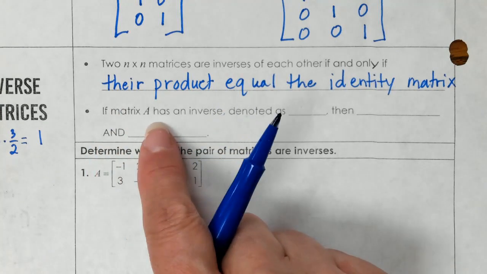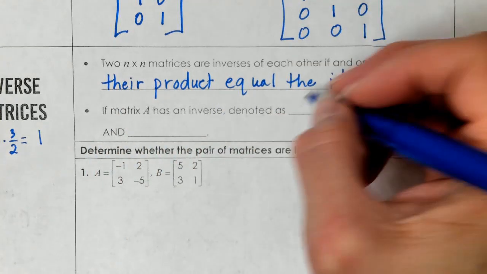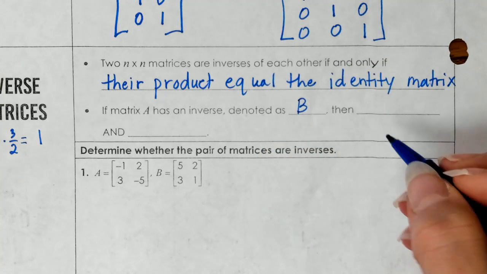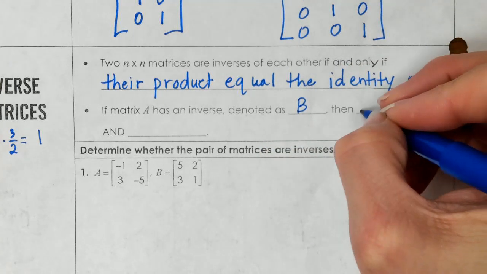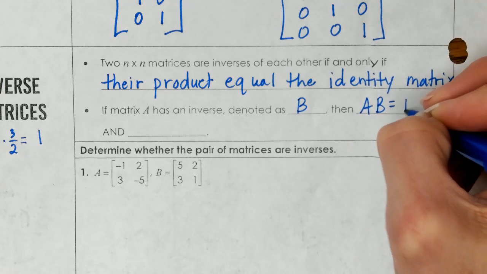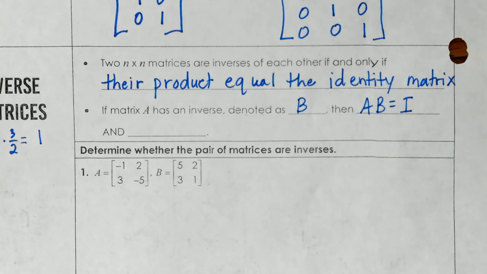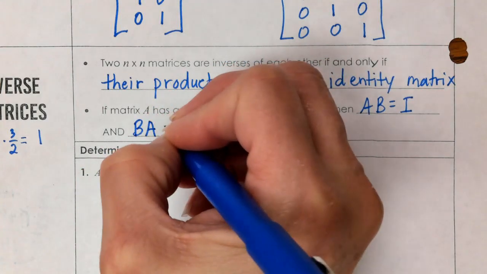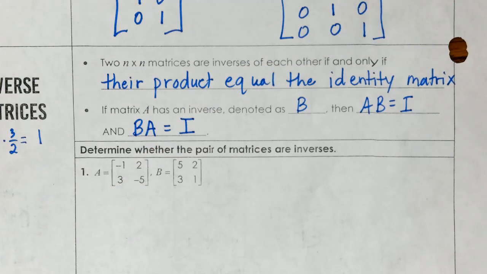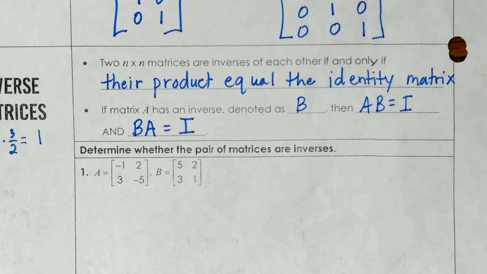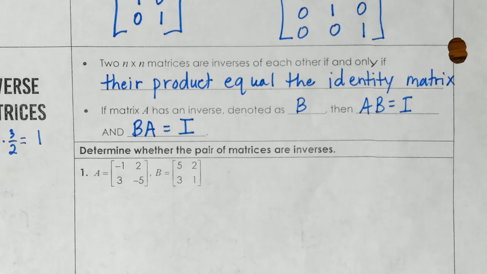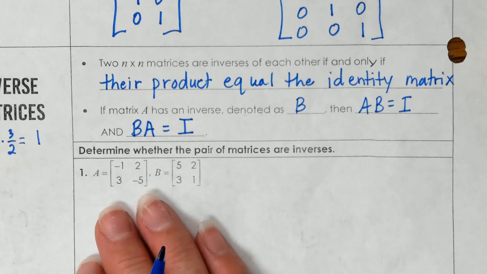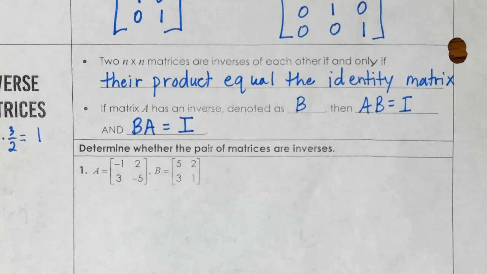Now it says if matrix A has an inverse denoted as, they called it B, then when I do A times B, I'm going to get a value 1, which is the identity matrix. And if I multiply B times A, I'm going to get the value 1, which is the identity matrix. Okay? So that's if they are inverses of one another. Now, in problem 1, they give us 2 different little matrices, and they want to know, are these inverses?